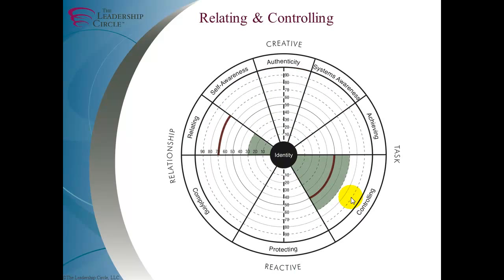Looking at another interesting part about the Leadership Circle, each scale is negatively correlated with the cross pie, or the piece of the pie across from it. So if you are high in controlling, then the negative correlation is that you're low in relating. And likewise, if you're high in complying, the negative correlation is you're low in achieving. So that is a helpful thing to remember when you get your results, and to look that over as well.